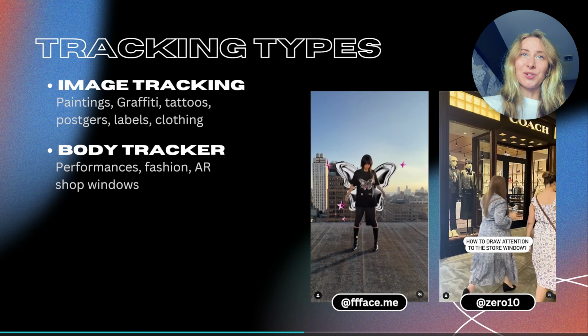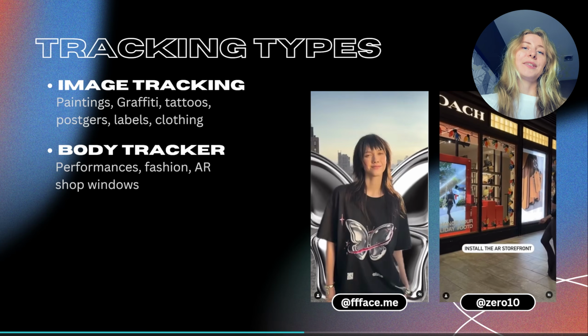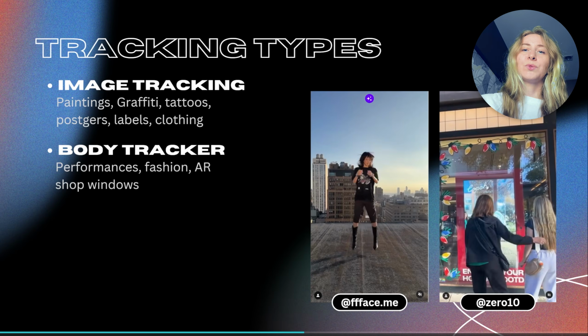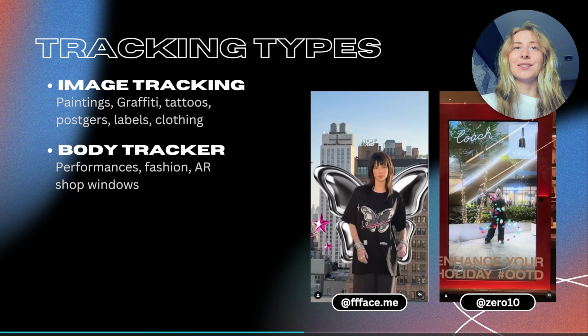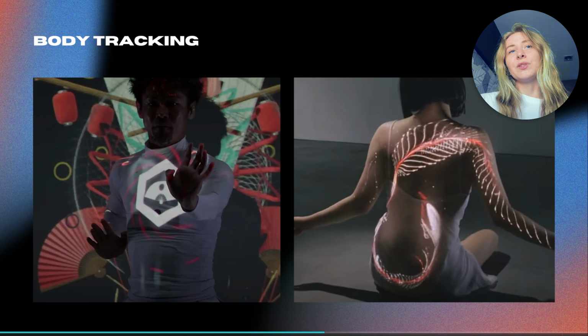Next, we have body tracking, which means the software understands the pose of the human and attaches the digital content to your every movement, and it can also hide objects behind your body. This is mostly used in fashion, but you can also see it in performances. These are examples where you don't even need a screen at all. They used a projector to project digital content on top of the dancers to add another interesting layer to it.